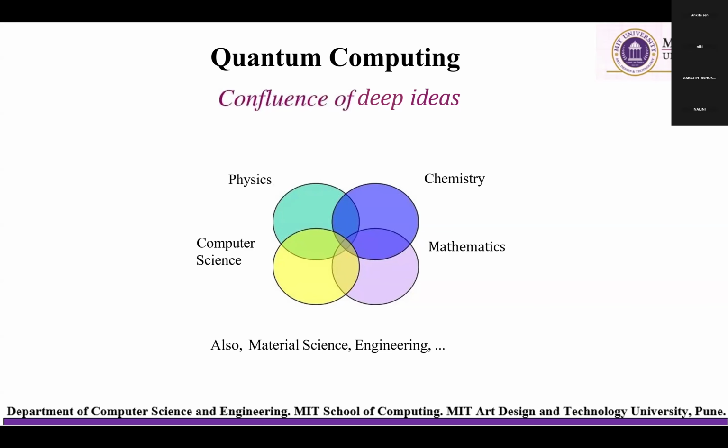Chemistry benefits from quantum computing's potential to model molecular interactions with high precision, a task infeasible for classical computers. Additionally, fields like material science and engineering are crucial in developing practical quantum hardware.